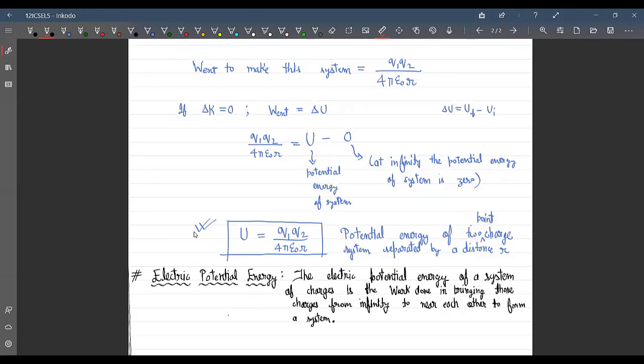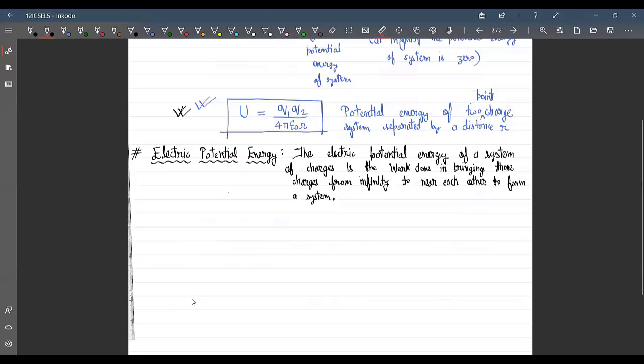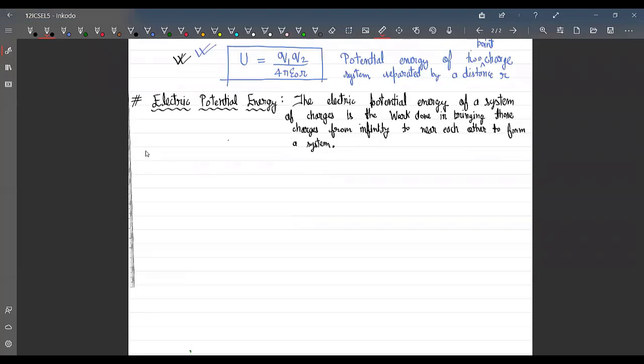So the potential energy of a two-charge system is already derived. The formula is derived. And for other systems, I'll tell you the formulas. Now see, this was for a two-charge system. Suppose we have a three-charge system. The question is: find the potential energy of the system.